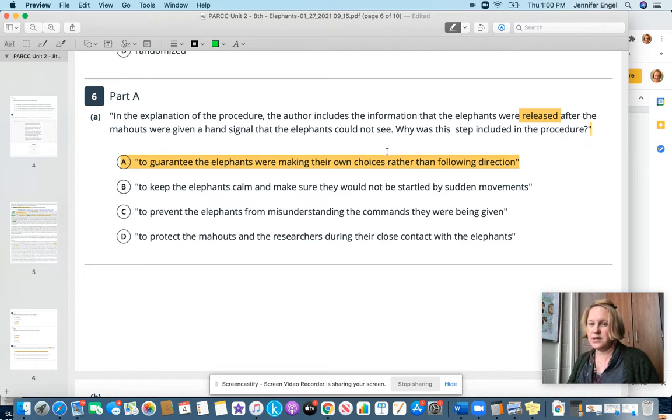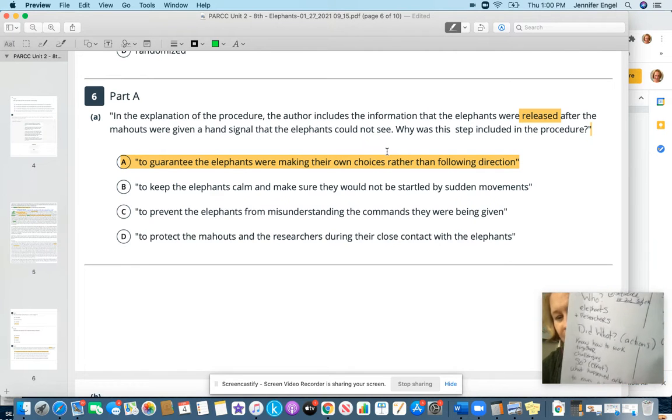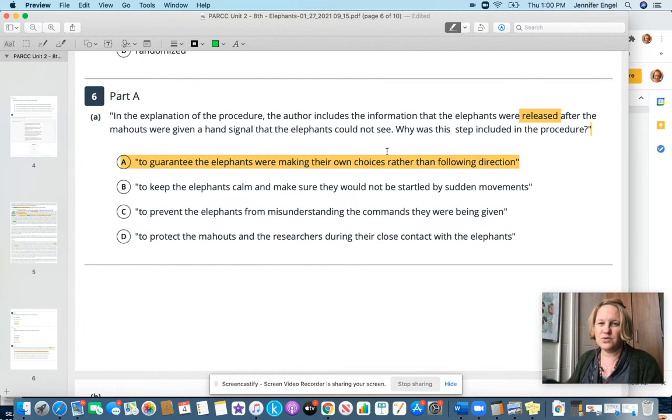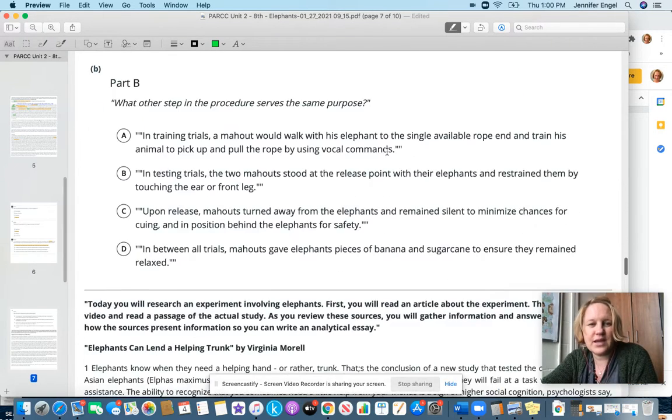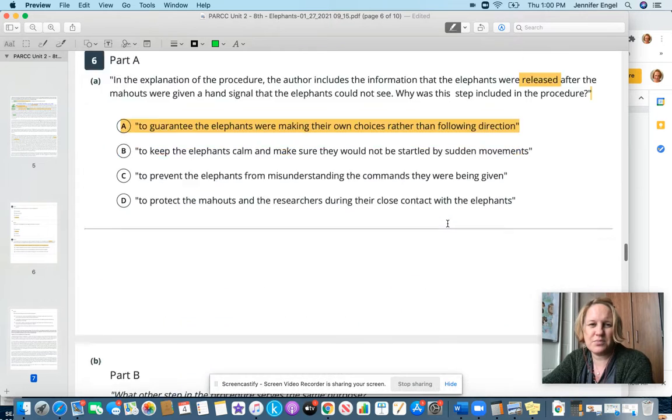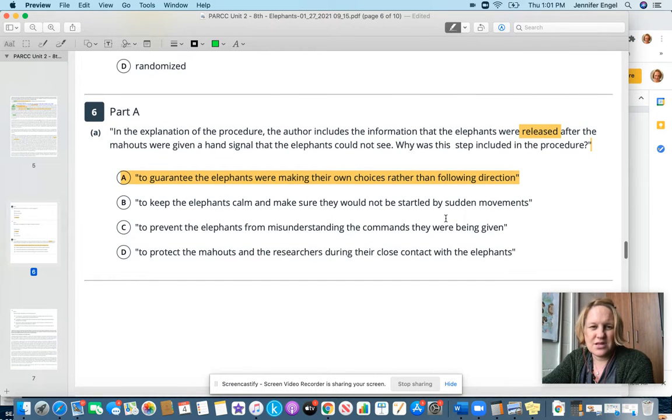Now I'm also taking that from the article that says that the elephants need to work together. So they want to make their own choices, right? Okay. What step in the procedure serves the same purpose? So this is where I am going to match some words. I see this word, which I don't even know what it is, so I might look in part B for mahout. I might look for hand signal, and I might look for the word released.